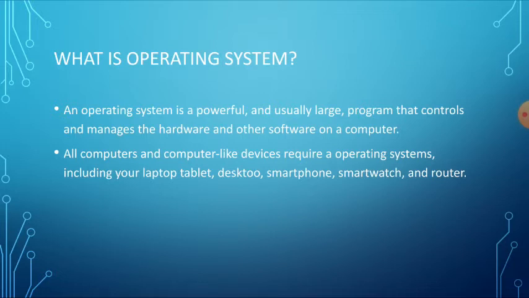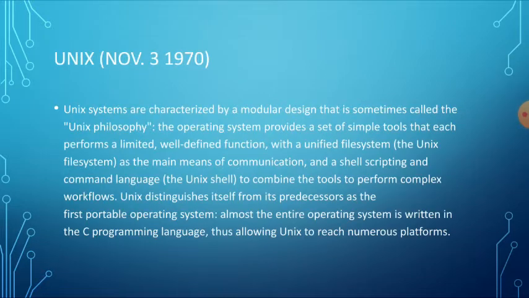For example, Windows is a type of operating system. So, this is Unix. It was released on November 3, 1970. Unix systems are characterized by a modular design that is sometimes called the Unix philosophy.